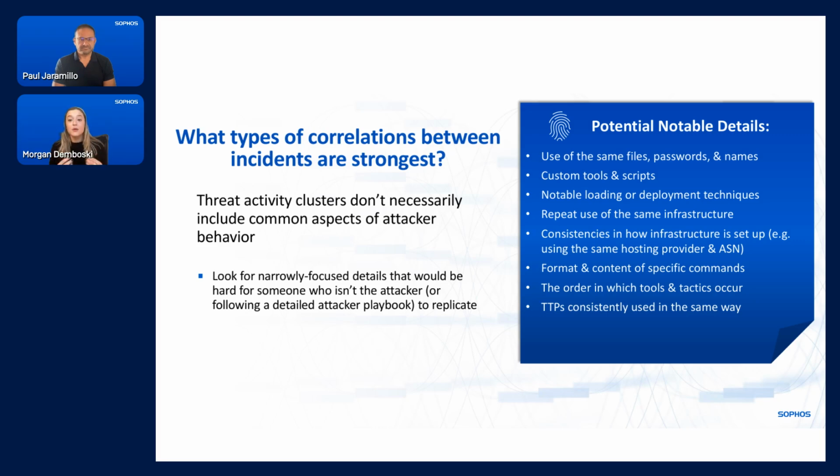And lastly, one thing that you can really look for is the order in which tools and tactics occur, and common TTPs that are consistently used in the same way. You'll see a range of different tools that are commonly used in attacks, but if they specifically use a sequence of tools, that can be something that you can track and that is harder for them to switch between attacks. So it comes down to identifying the narrow details.